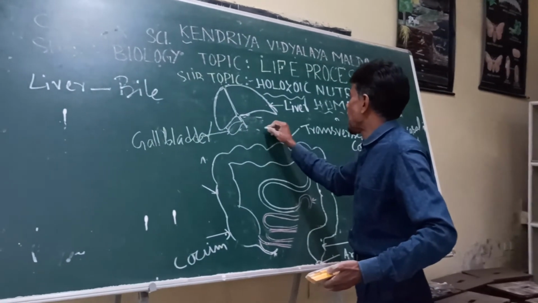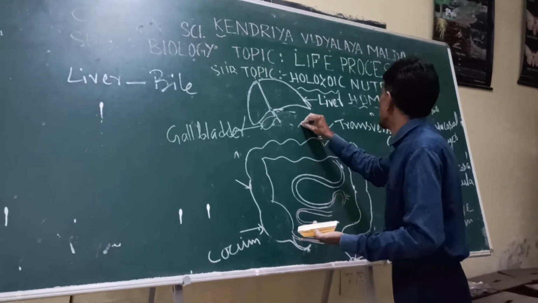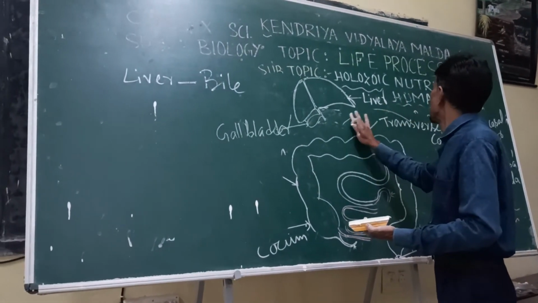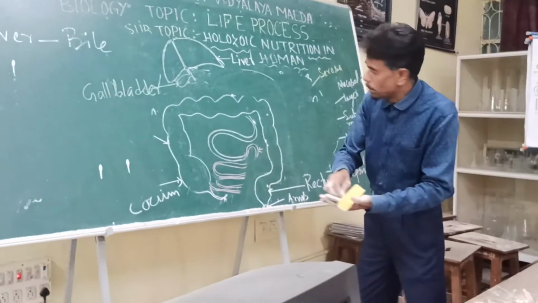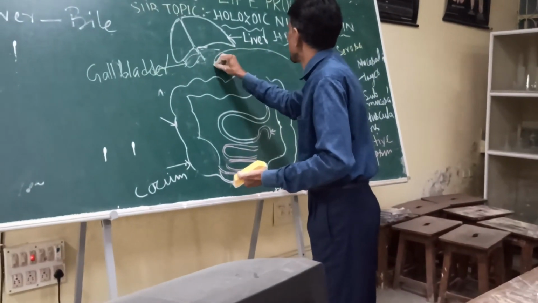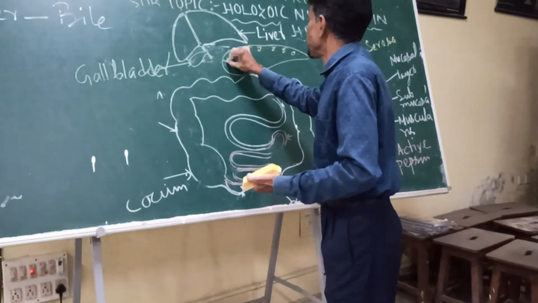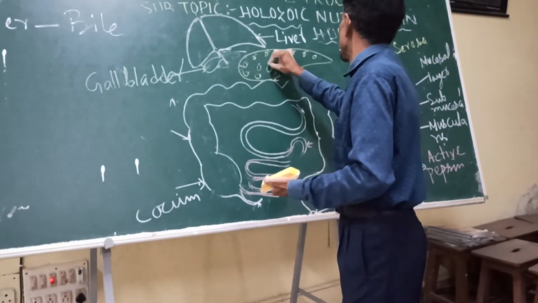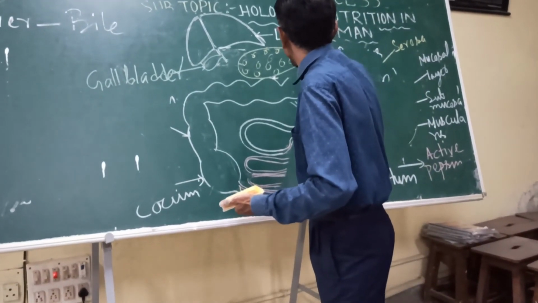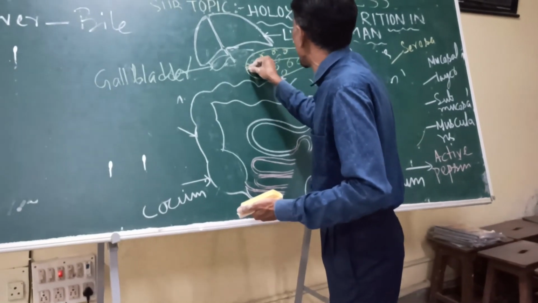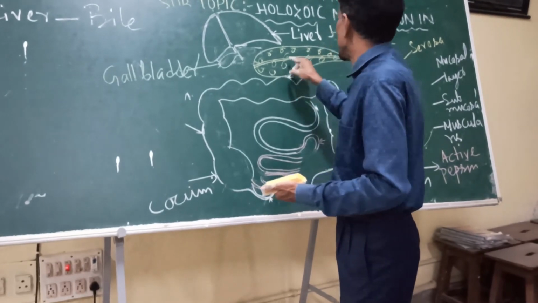And this is the pancreas. Once again I am drawing. This is the pancreas. So the pancreatic secretion enters into a duct called the pancreatic duct. This is the pancreatic duct.